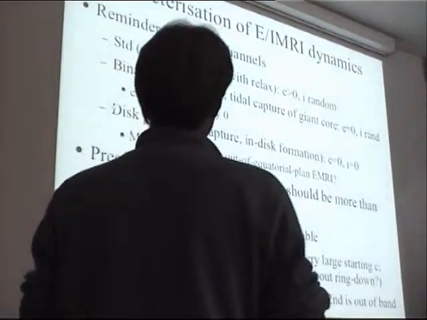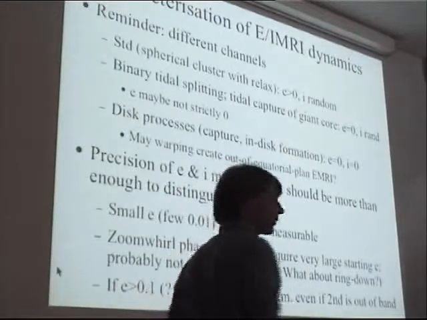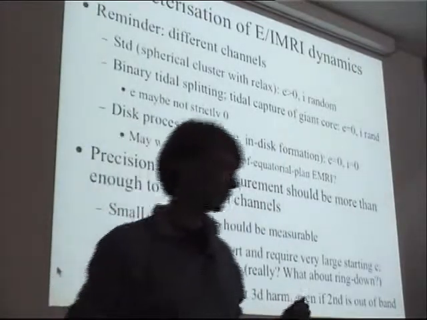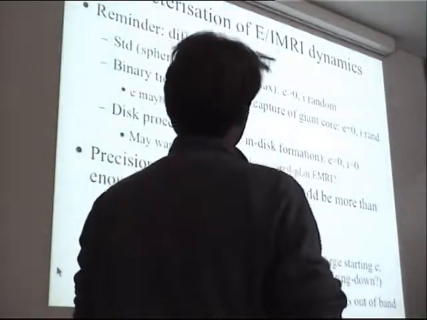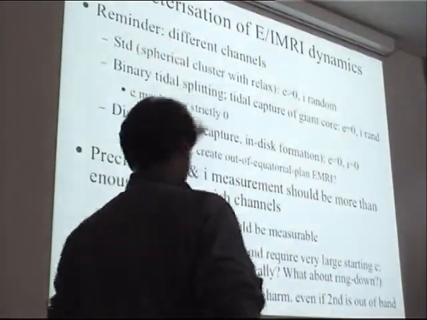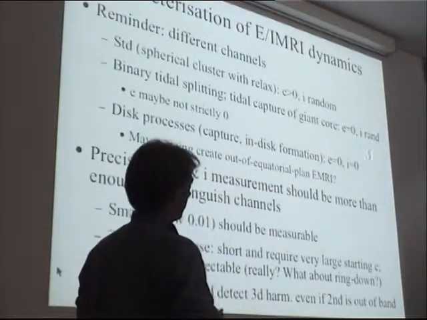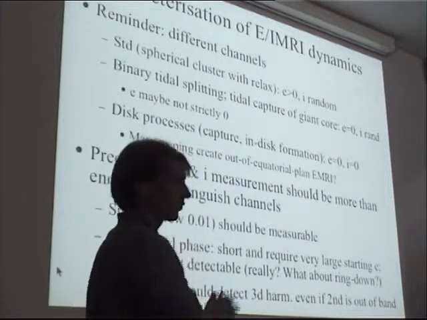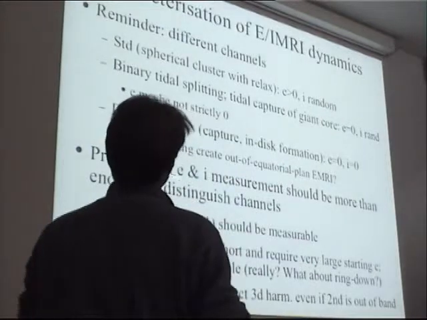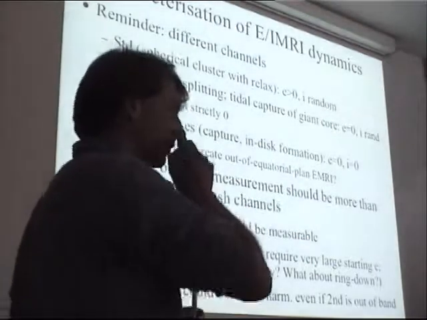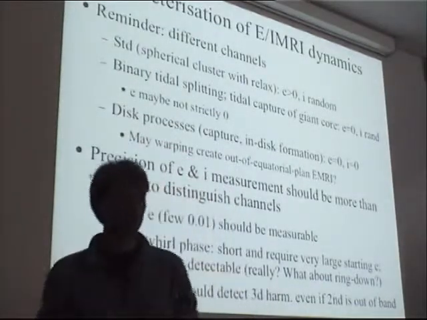And then you have disk processes, in which I include formation of stars in a disk or capture of stars by an accretion disk, as suggested by Jordi. In this case, you expect a nearly strictly circular orbit, and very likely an orbit which is equatorial in the case of a Kerr black hole. Although we have discussed a bit the possibility that there may be some warping, because the disk does not need to be aligned with the spin of the black hole.